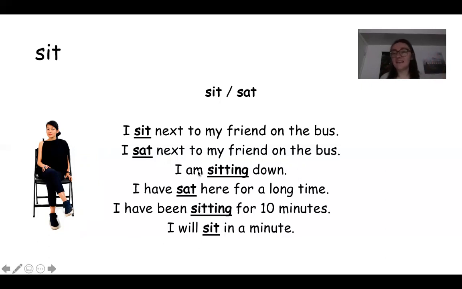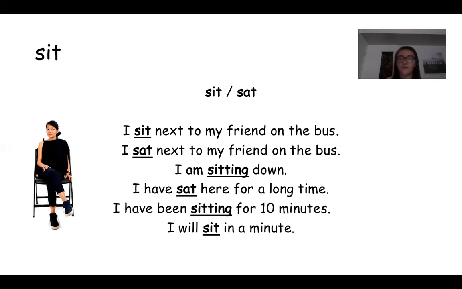I am sitting down, right? And that's the present progressive, or present continuous. I am sitting down. It means that you are sitting down right now in the moment. I have sat here for a long time. Now this one is the perfect tense, right? So the present perfect tense. I have sat here for a long time.